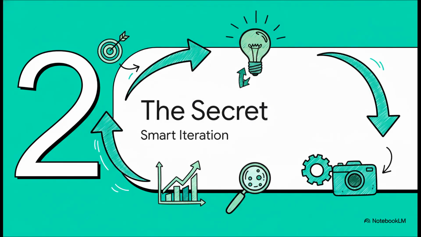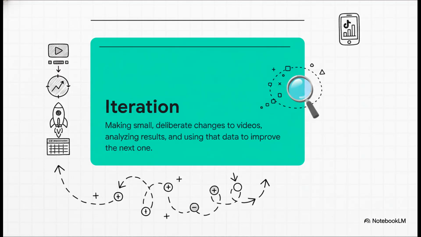Okay, so how do we make videos that consistently crush those two metrics? Well, the secret isn't some magic formula or chasing trends. It's a process. It's a systematic approach called smart iteration. And this is the part where we officially stop guessing and start building a real data-driven strategy. So what is iteration, really? It sounds kind of technical, but it's actually super simple. It's just the process of making small, deliberate changes to your videos, checking out the results, and then using that data to make your next video just a little bit better.